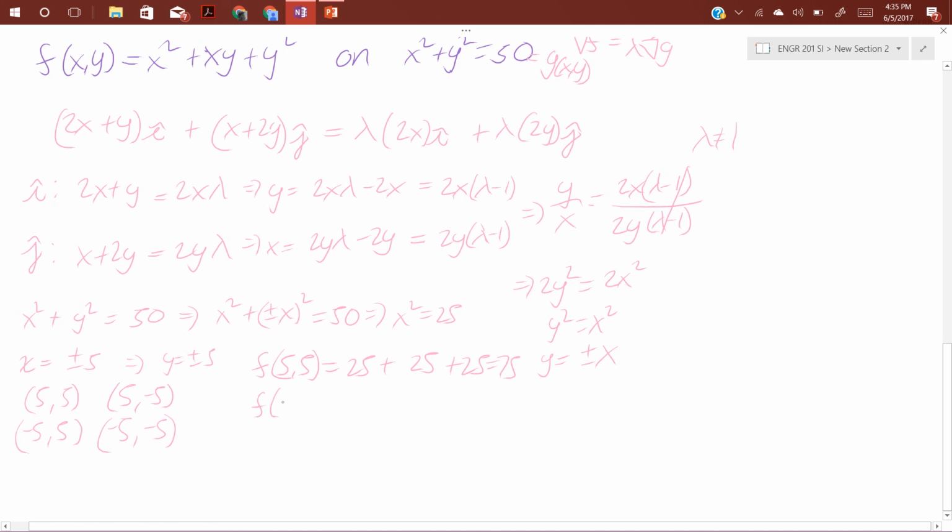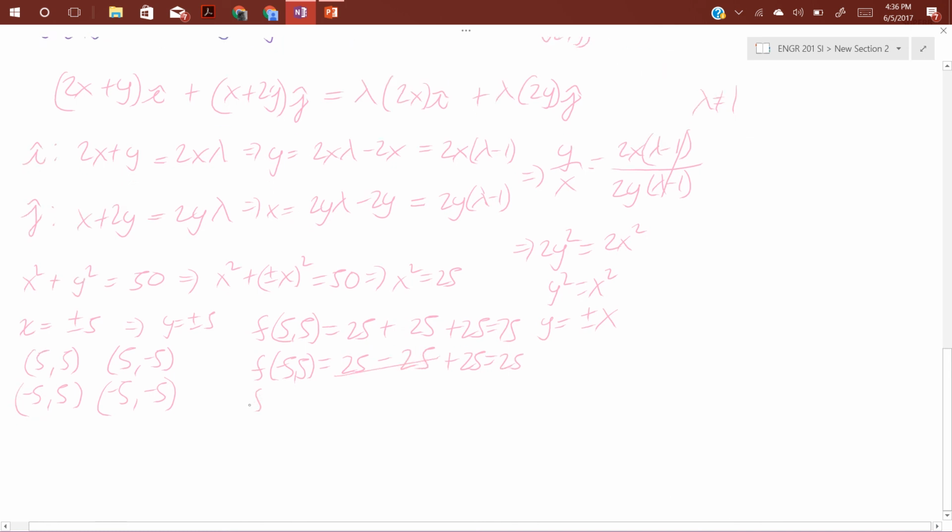Now we do f of negative 5, positive 5, which equals negative 5 squared, which is still 25. Plus, in this case we have a negative 5 times a positive 5, so we're going to get negative 25. And then y squared, 5 squared, is going to be 25, so this is going to equal 25, since we have a plus and minus canceling each other out.